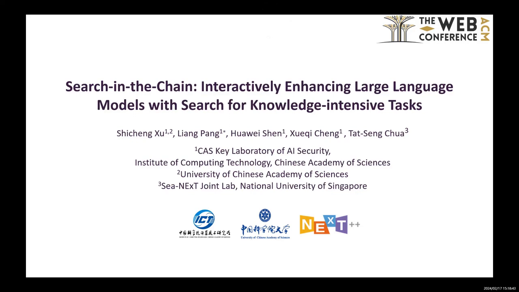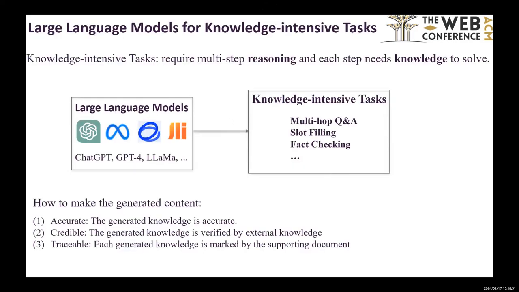It's time to present our work, Search in the Chain: interactively enhancing large language models with search for knowledge-intensive tasks. Knowledge-intensive tasks require multi-step reasoning, and each step needs knowledge to solve, such as multi-hop question answering, slot filling, and fact-checking. In this paper, we focus on how to make the contents generated by large language models accurate, credible, and traceable.